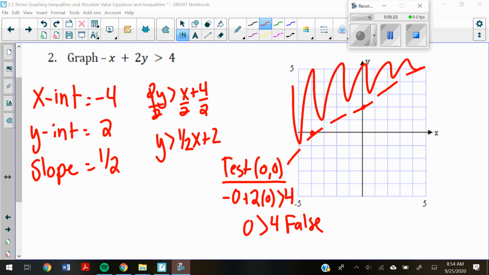Okay, so I did out the problem for you. X and Y intercepts, the slope. I converted it here into slope-intercept form if that made you feel more comfortable. It told me I was going to shade above, or I could plug my test point in of 0, 0, and I end up with 0 is greater than 4, which is a false statement. So that means I shade away from my inequality.